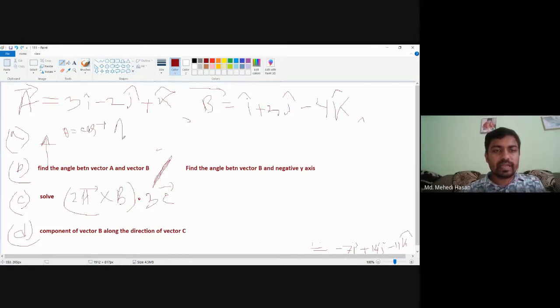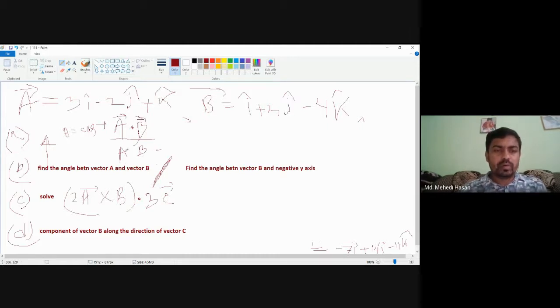It will be cos inverse A dot B divided by magnitude of A and magnitude of B. Okay. So basically, A dot B equal to AB cos theta. The formula was A dot B equal to AB cos theta. After rearranging, theta equal to cos inverse A dot B divided by AB.